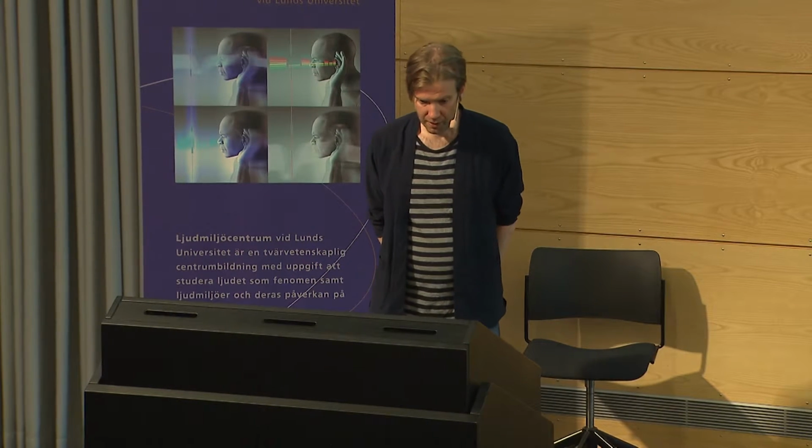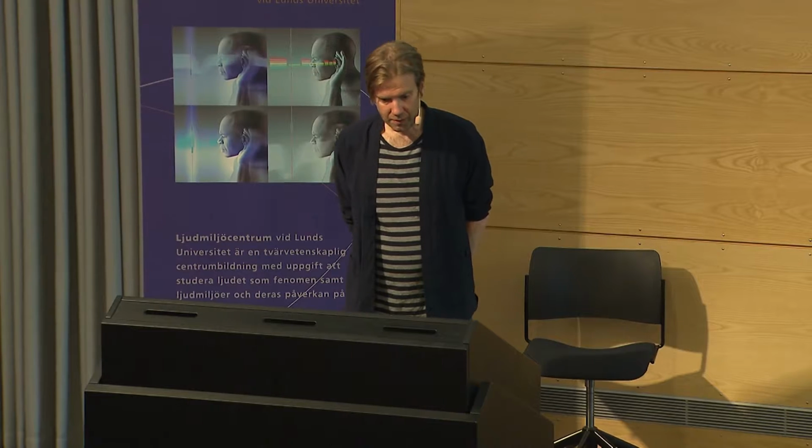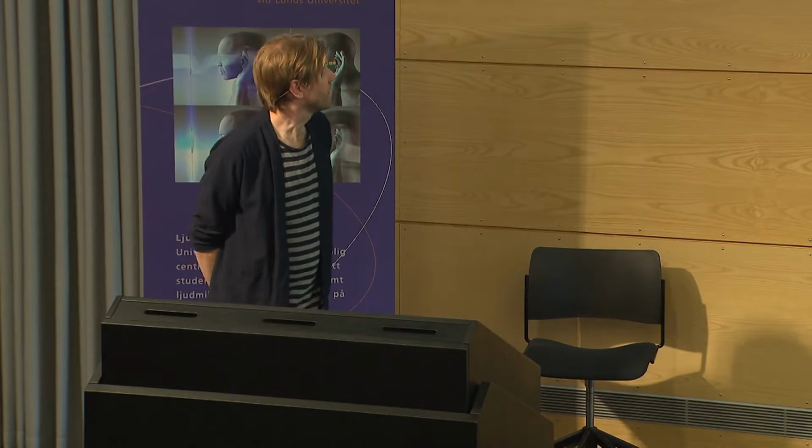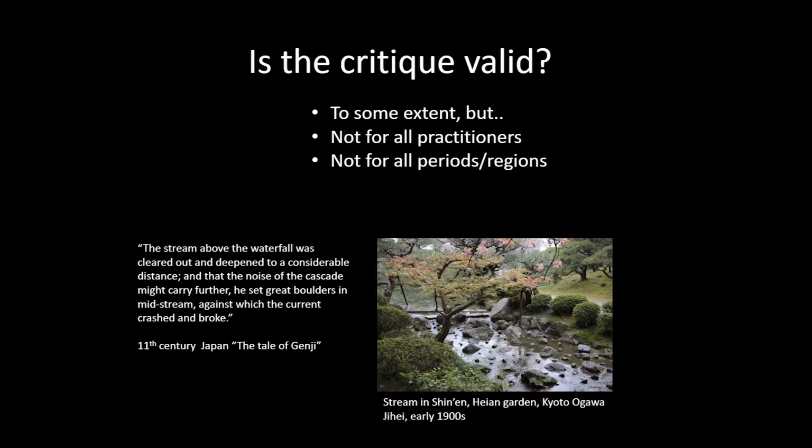There are some examples in the Japanese garden tradition. For instance, already in the 11th century, in the Tale of Genji, which is a famous novel in Japan, it is stated: the stream above the waterfall was cleared out and deepened to a considerable distance, and that the noise of the cascade might carry further, he set great boulders in midstream against which the current crashed and broke.